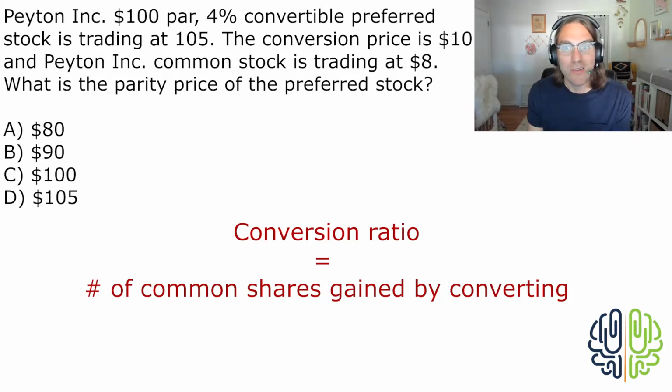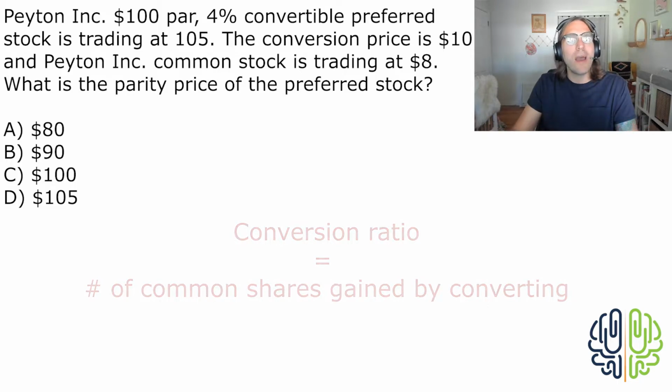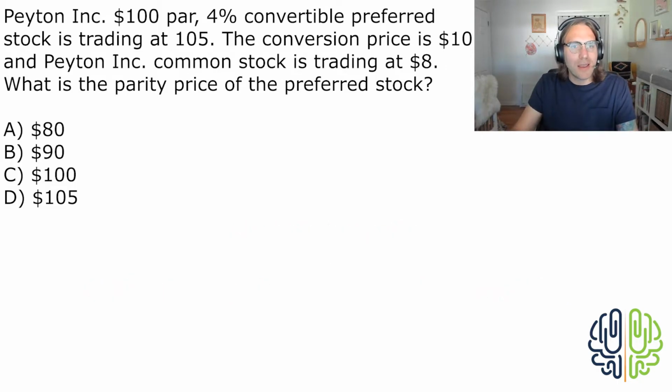So in plain English, we've got a Payton Inc. convertible preferred stock. Let's say we have one share of it. We can convert that into a specific number of common shares in the same company, Payton Inc. You might be wondering why someone would convert preferred stock into common stock. And the main reason this may occur is shifting priorities of the investor.